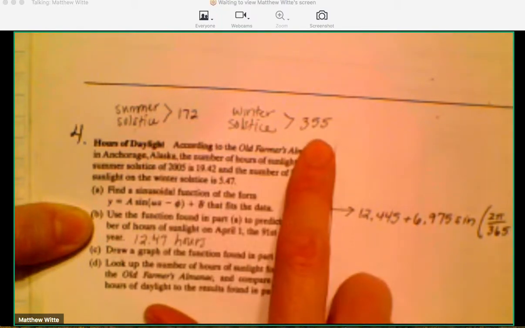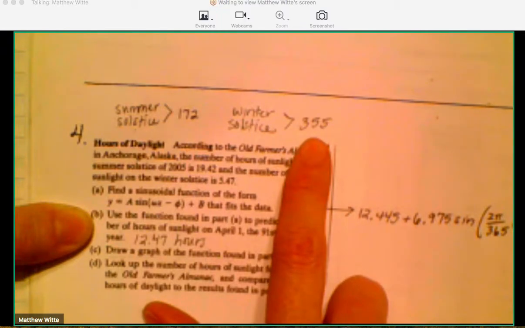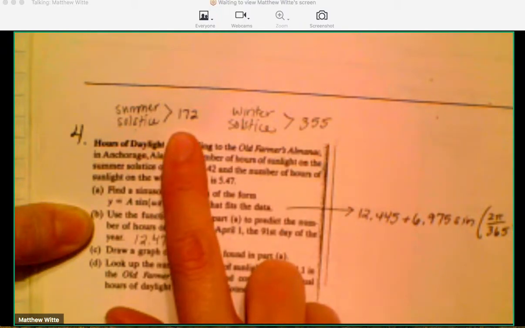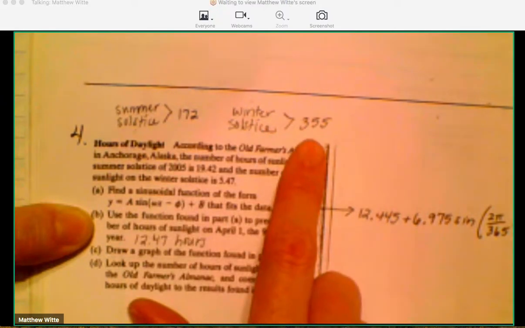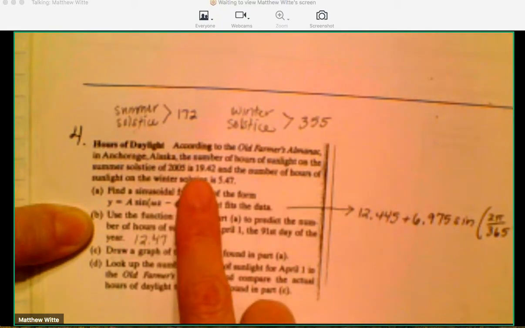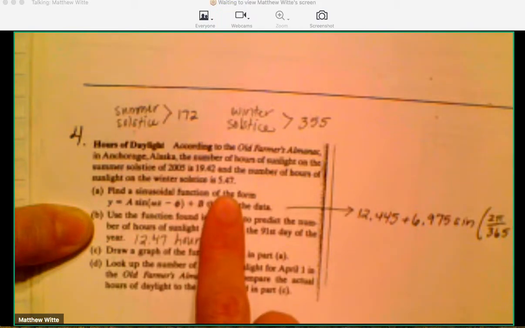The summer solstice is on the 172nd day, and the winter solstice is on the 355th day. And that's important because your summer solstice is going to be your maximum amount of daylight, and your winter is going to be your least amount of daylight or your minimum. And those are what you're going to need to find your function here.